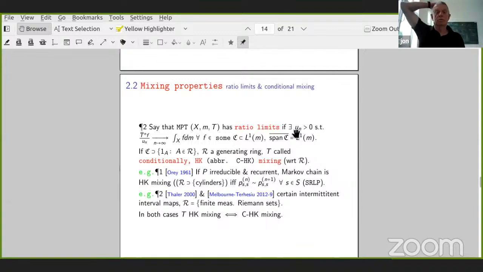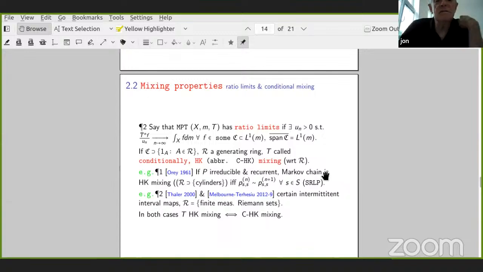Okay, so what's going to happen? We look at an irreducible recurrent Markov chain that we had before. Then we can do HK mixing, the previous kind, with R to be the ring generated by cylinders, if and only if you have what's called the strong ratio limit property. So for every S, you have that P_SS^n is asymptotic to P_SS^(n+1).